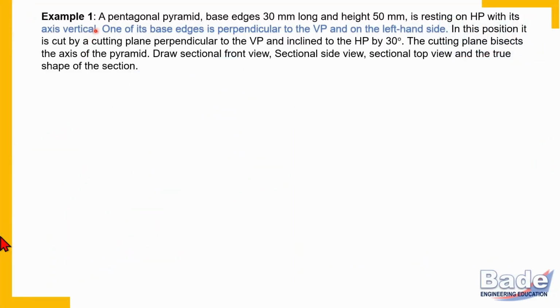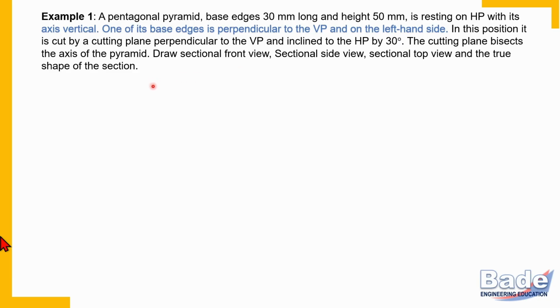This problem: a pentagonal pyramid, base edge 30 millimeters long and height 50 millimeters, is resting on HP with its axis vertical. One of its base edges is perpendicular to VP and on the left hand side. In this position, it is cut by a cutting plane perpendicular to the VP and inclined to the HP by 30 degrees. The cutting plane bisects the axis of the pyramid. Draw sectional front view, sectional side view, sectional top view and true shape of the section.